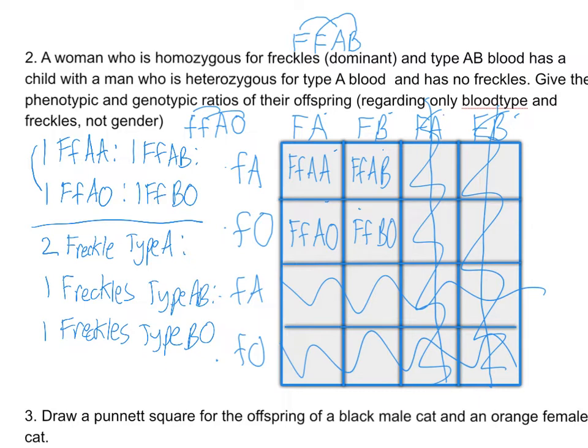You could have also expressed these as percentages. So the genotypes would be 25% each, and then for the phenotypes, you'd have 50% of the type A, 25% for AB, and 25% for B.